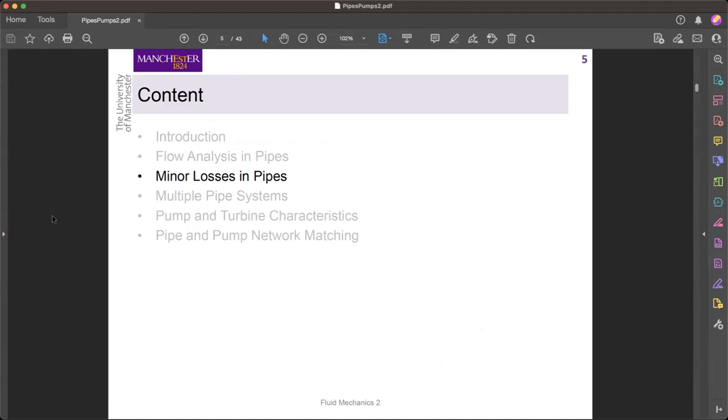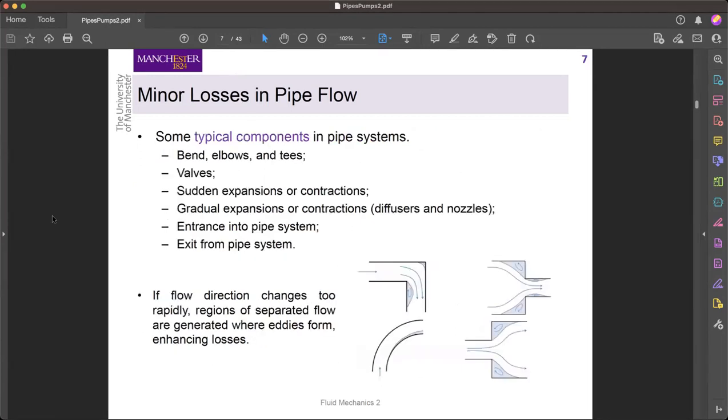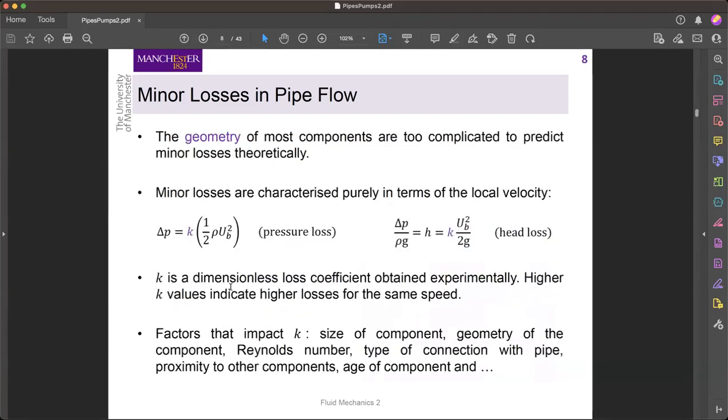Minor losses. Minor losses are due to local events, local events changing the topology of the flow. For example, a change in the direction, an obstruction, a variation of cross-sectional area. All these things will create some vortices in your pipe. Vortices will eat energy from the system. This is why they will create an energy loss. Energy losses due to local events can be computed as a certain coefficient K multiplied by V power 2 divided by 2g.